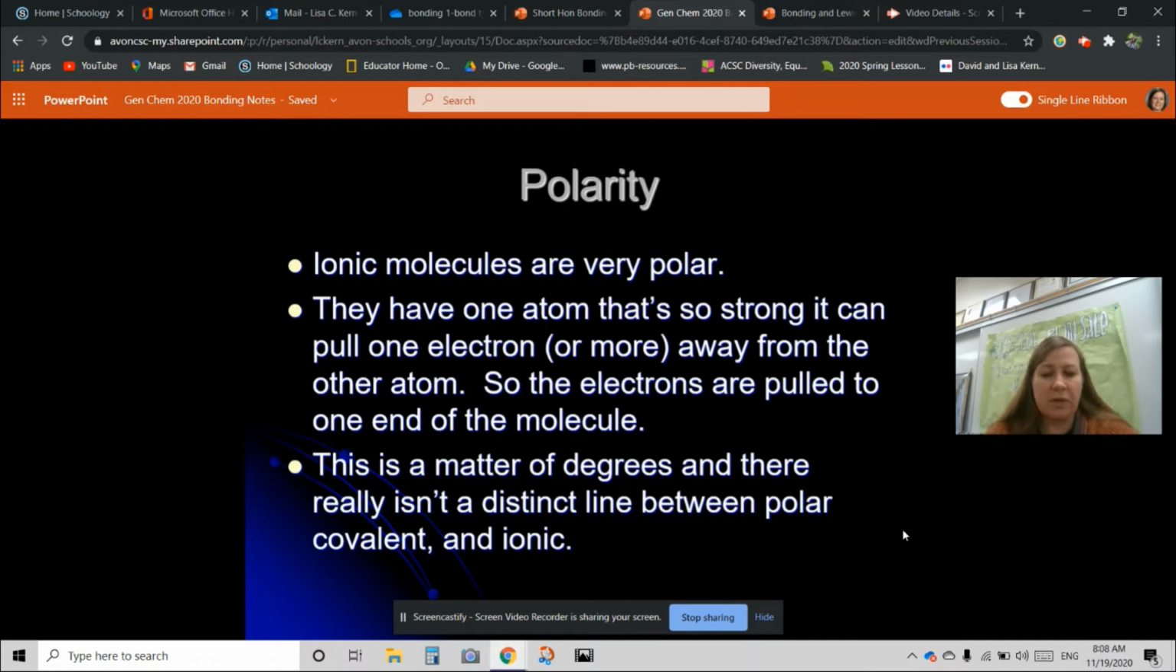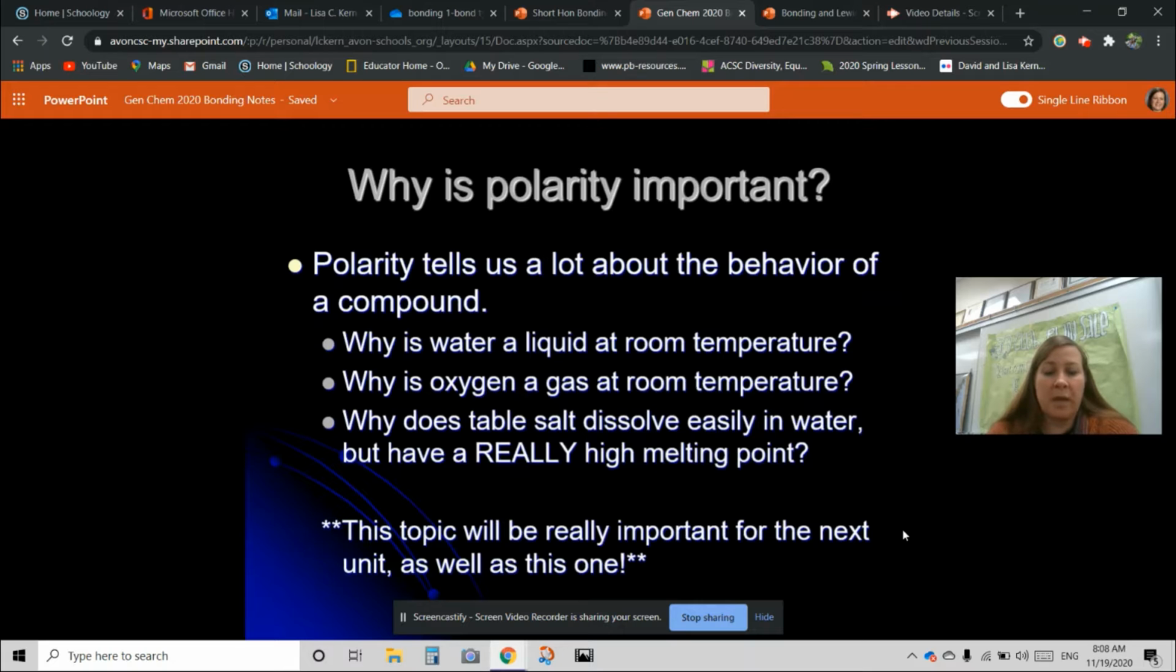Now it's a matter of degrees, and there really isn't a distinct line between polar covalent and ionic molecules, but we do have a cutoff that we use. We can do some math and figure it out, but in this class we've decided we're not going to do that this year because we're kind of running out of time, especially with these 40-minute classes.